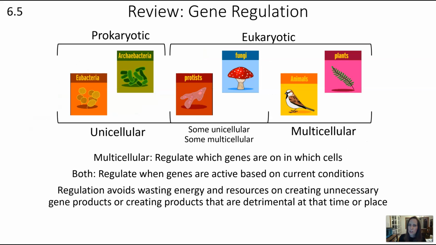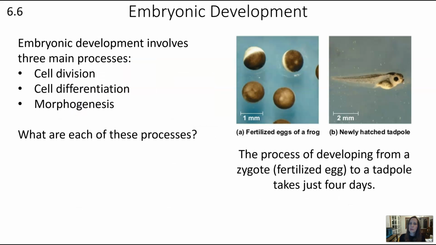Because that was a lot, I just wanted to return to where we started from. Think about all of these different mechanisms having one overall goal, which is to improve fitness by controlling which genes are expressed when and where. We can see the importance of gene regulation when we start talking about embryonic development. So here we're moving on to Unit 6.6. Embryonic development involves three main processes: cell division, cell differentiation, and morphogenesis.